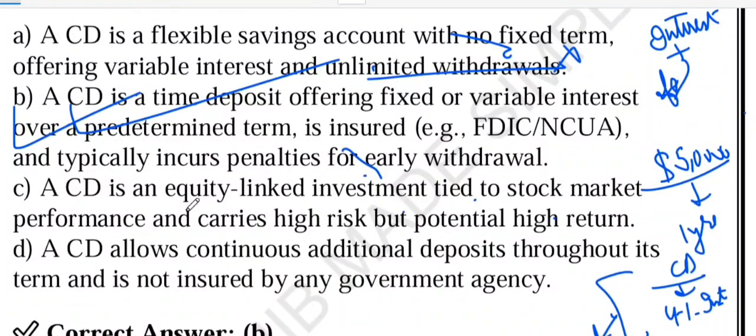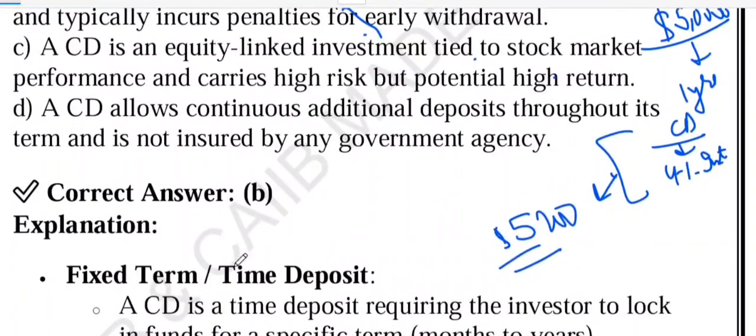What about option C? It is equity linked investment. No, it is completely wrong. CDs are low risk investments and do not depend on stock. And D says it allows extra deposit. No, it is false. Once you open a CD, you can't add more money later.